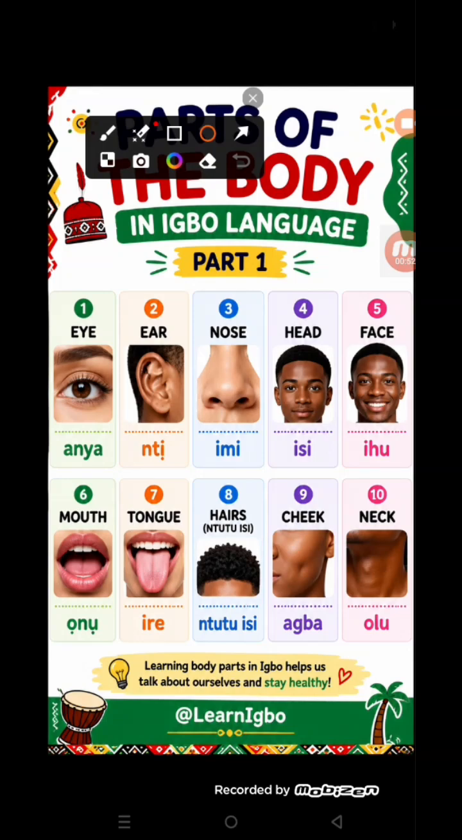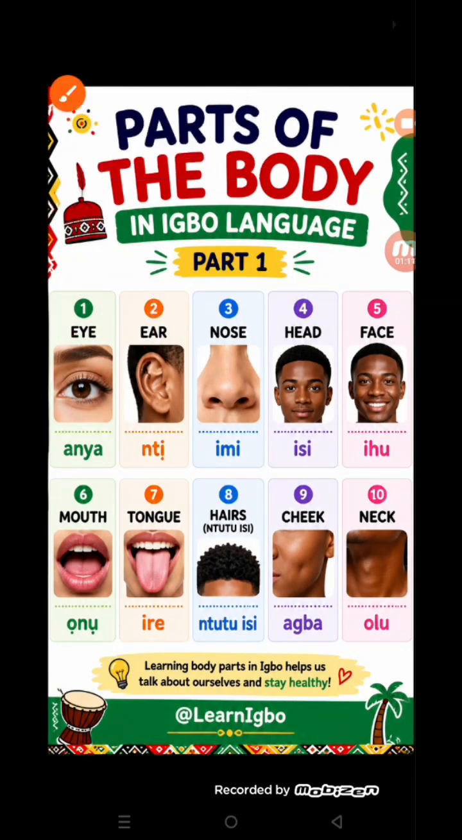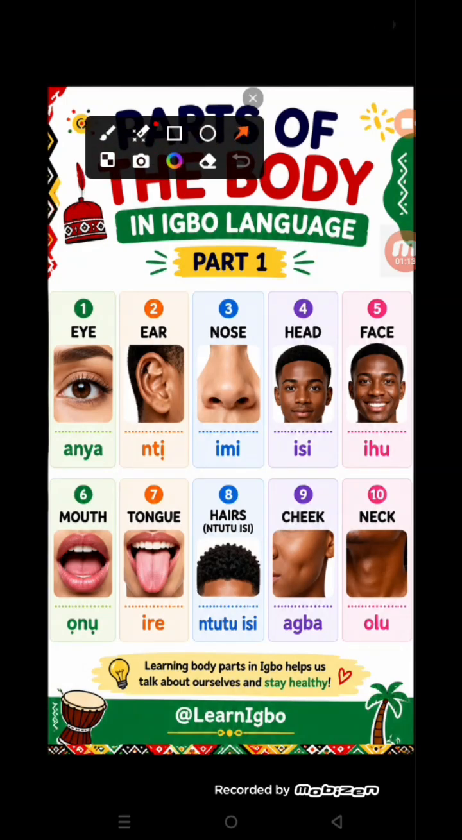Now the first one is Anya. Anya means eye. You could see this eye. Eye in Igbo language is called Anya. Then we'll have the next one, which is ear.